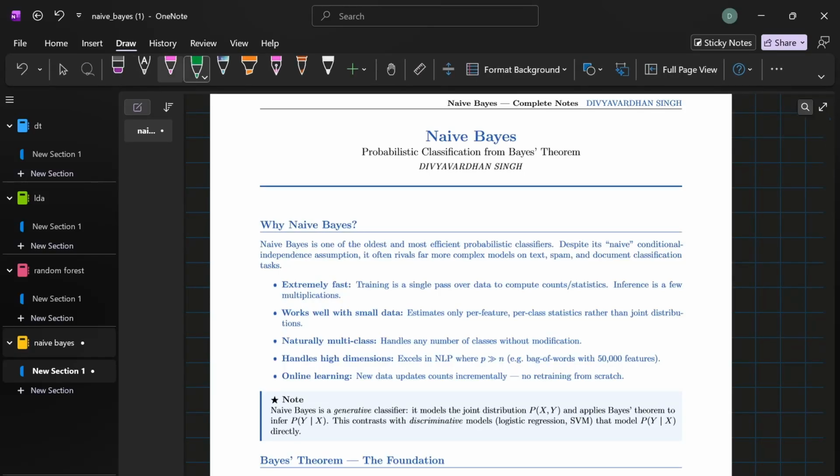Moving forward, next we have one of the most important and oldest algorithms, the naive Bayes algorithm. The name has two parts, Bayes and naive, and both words mean something specific. So let's break it down. The Bayes part comes from Bayes' theorem, a fundamental rule of probability. The naive part comes from a bold assumption that the algorithm makes. We'll get into it in a second.